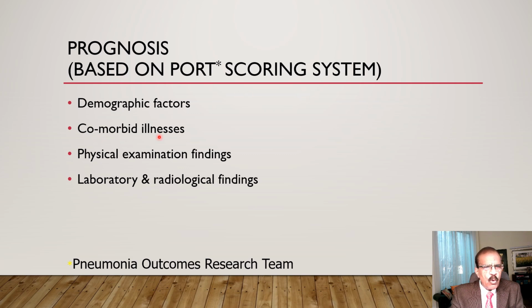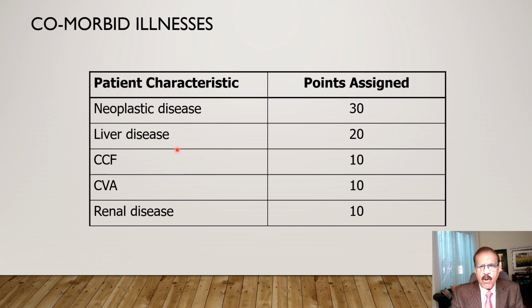The second part is comorbid illnesses. Now, what are the comorbid illnesses? In this patient, if somebody has a neoplastic disease, malignancy, or the patient has liver disease, congestive cardiac failure, CVA, or renal disease. All these conditions themselves have poor prognosis. If somebody with pneumonia has these conditions, then the prognosis will become worse and these numbers will be added. Somebody with neoplastic disease, you will add 30 points, liver disease 20 points, and in the rest three conditions, just 10 points. These points will add up to give you a final score.